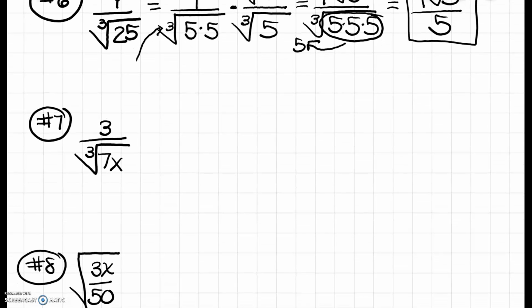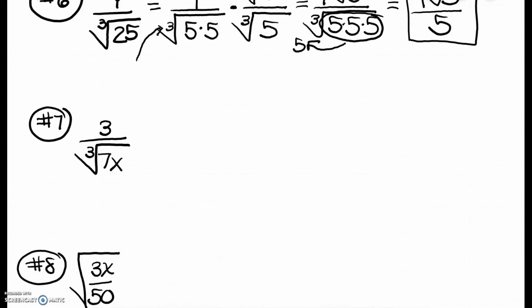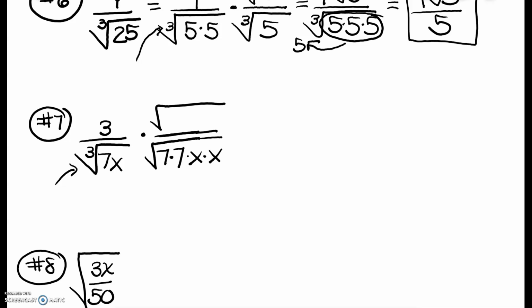The next problem that I'm going to do is to rationalize another cube root, and again I need groups of 3 for this to go away. But I only have 7 is prime, it does not factor any further. I only have 1 7 and I only have 1 x. So I'm going to put 2 7's and then 2 x's, and that's what I'm going to multiply by. 2 7's and 2 x's.